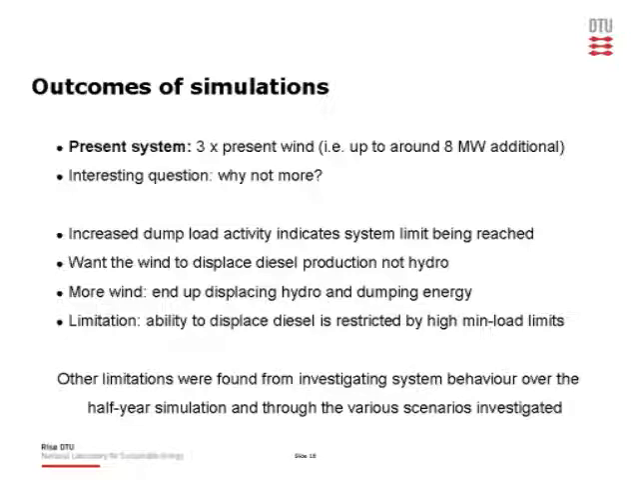So what's happening? The limitation that we found is that the ability to displace diesel production is restricted by the high minimum load limits on some of the diesels. Some of the diesel generating units have to run at maybe at least 50% loading. And when you try and mix that with wind power coming in, you find that is quite a severe restriction, and that you actually end up trying to put more load on the system to keep the diesels running above their minimum load. And that extra load is the dump load that we found.